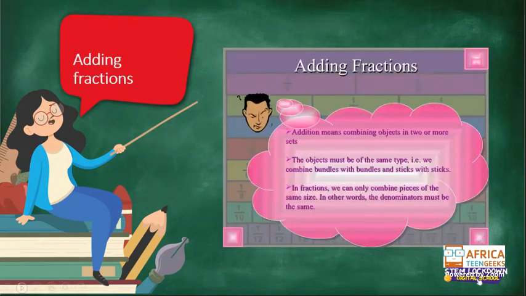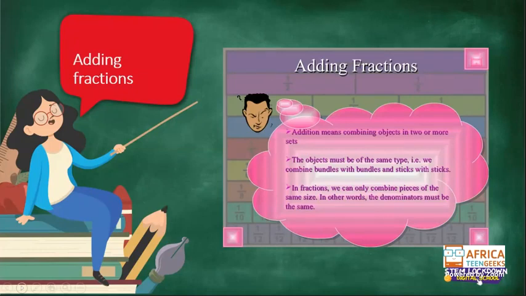What does adding fractions mean? It basically means that you're combining two or more sets of objects. And the objects must be of the same type. Just like I've said, you must be able to identify like fractions and unlike fractions. So they must be of the same type, meaning they must be like fractions.